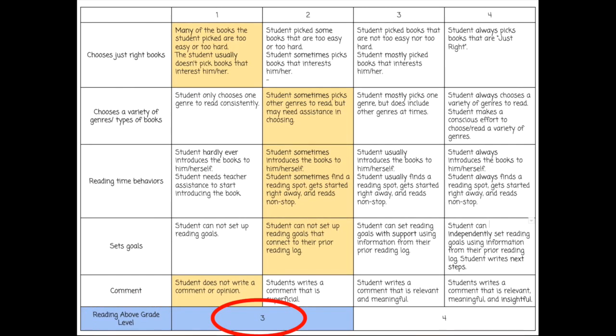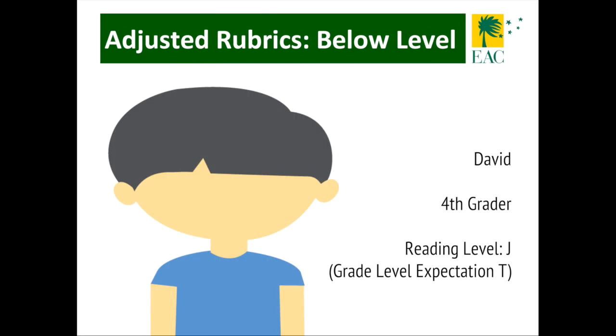Because it is not fair or accurate to say that she is not meeting the grade level standard when she is reading a book that is complex and above the grade level. Now, the same thing applies to students reading below grade level. Here's David. He's a 4th grader. He's reading at level J, which is well below the grade level of the expectation of a T.